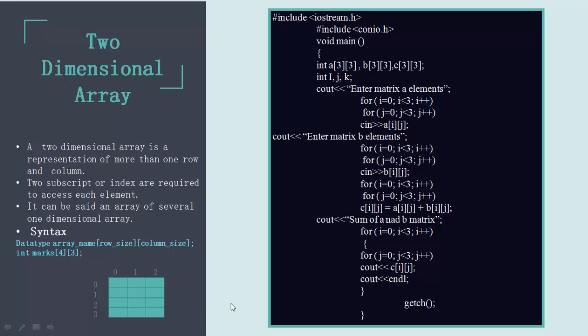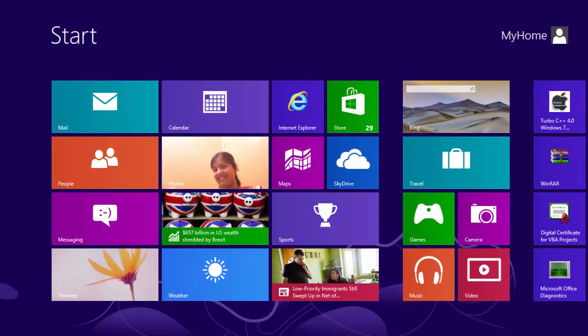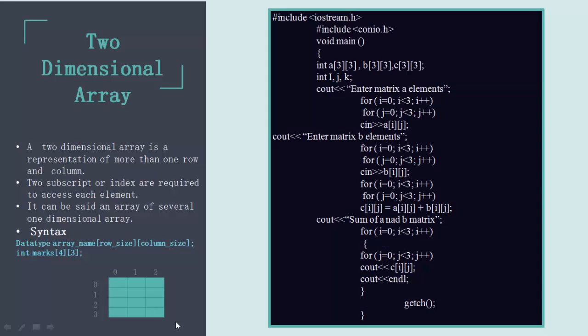We will have marks 0 0 for first element, then marks 0 1, then 0 2, 1 0, 1 1, 1 2. Like this we will insert value to our two-dimensional array. So let's make a program for two-dimensional array so that you can understand this thing better.